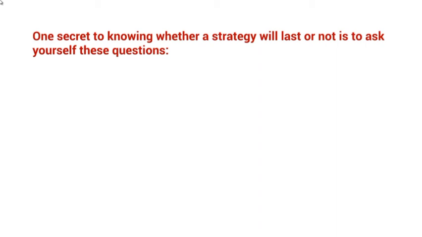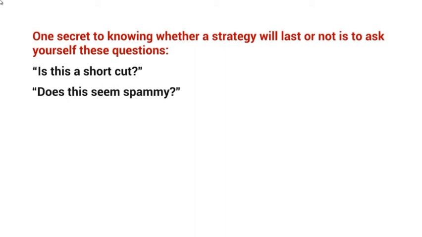Now, one secret to knowing whether a strategy will last or not is to ask yourself these questions. For this strategy, along with other strategies, you should ask this question over and over. Is this a shortcut? Does this seem spammy? And best of all, will this upset your visitors? The people that are coming to your YouTube channel via google.com or any other site, is this going to upset them? Because if it does, then guess what? Google is not going to like what you're doing, because they care more about the people that go to Google or go to YouTube and type in a keyword. They care more about them because they are who they are catering to, essentially.